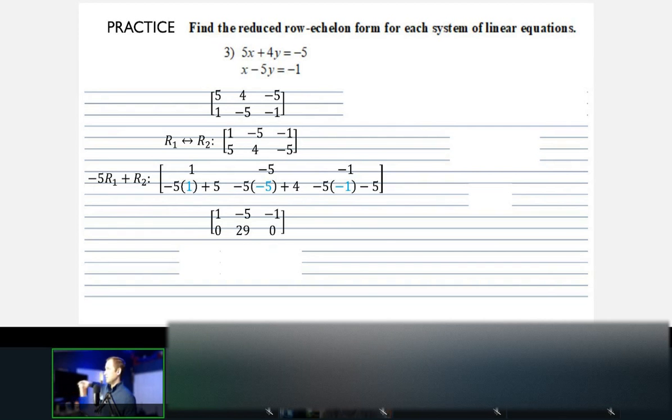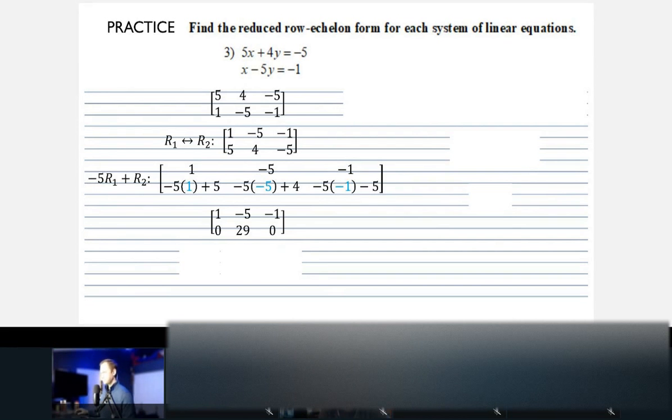By the way, this is going to be one of your TGAs. It's actually number 1 on your TGA, you need to use row operations to solve. And really, you guys, these just take a lot of practice. Once you know how to approach them, they're not that bad.